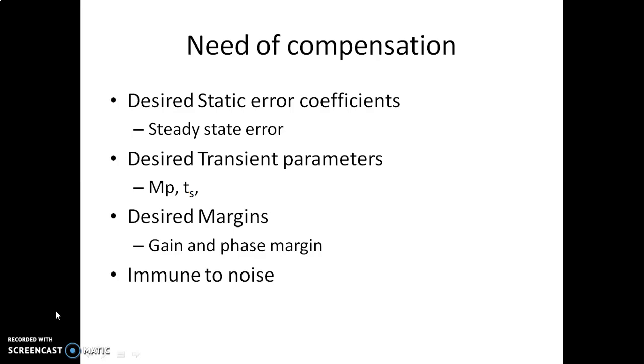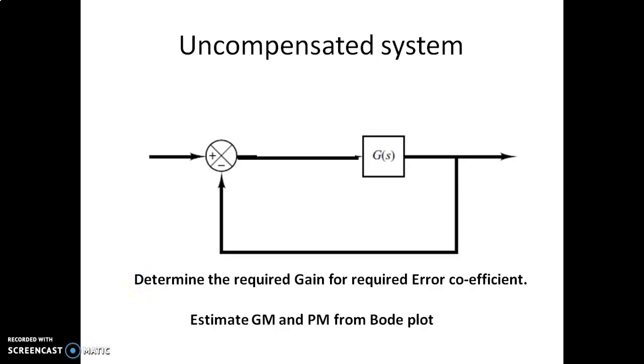It is used to get the desired steady state error by adjusting the steady state static error coefficients, and it is designed to get the required overshoot and the settling time. That can be done by adjusting the desired transient parameters, and it is used to get the desired gain and phase margin by adjusting the margins of the system. Of course, it should be made immune to noise at higher frequencies.